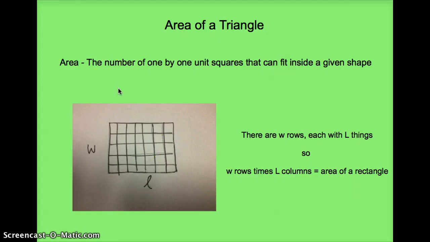This rectangle contains W rows, each with L things in them, or you could look at it as containing L columns, each with W things in them. So this is the definition of multiplication. To figure out the area of this rectangle, we can take W rows times L columns. And so by multiplying these two together, we are given the area of a rectangle.